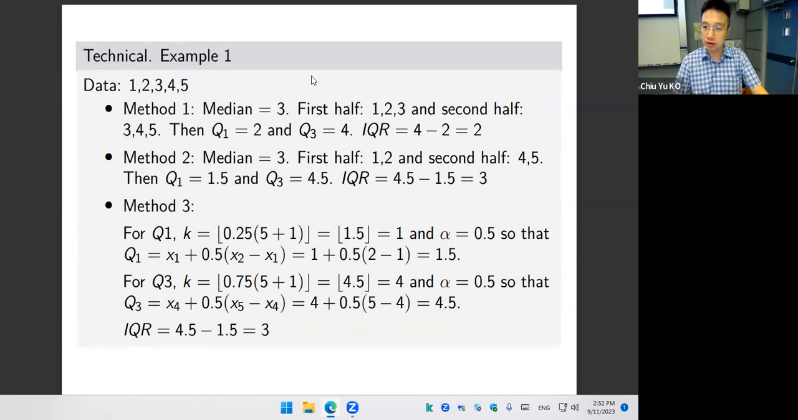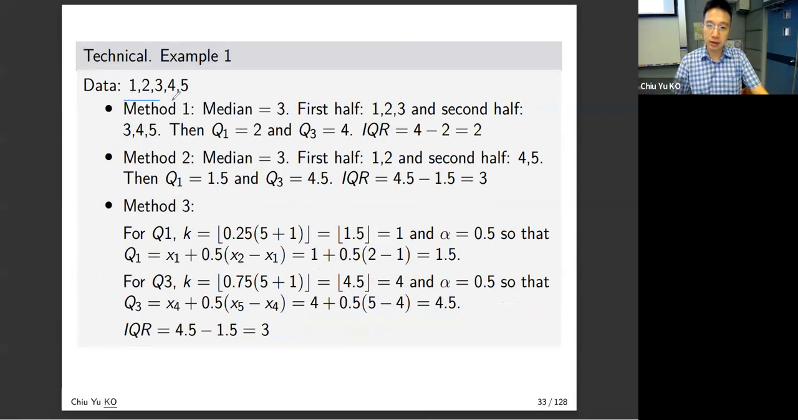So quickly, we go over it again. Look at the data here: 1, 2, 3, 4, 5. The median is 3. Why? The median position is n plus 1 over 2. N is 5, 5 plus 1 is 6, 6 over 2 is 3. The third data is 3. Method 1 tells us that we include the median in our division, so the first half includes 3. With 3 numbers, the median is exactly the middle, which is 2. So Q1 is 2.